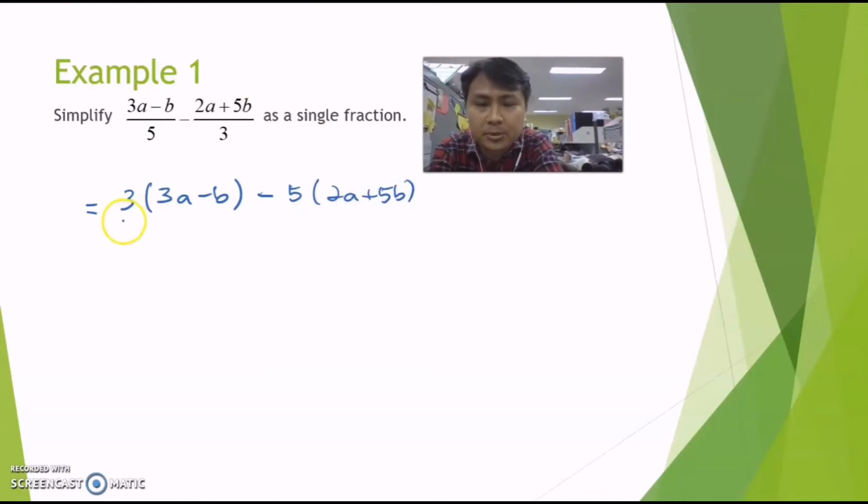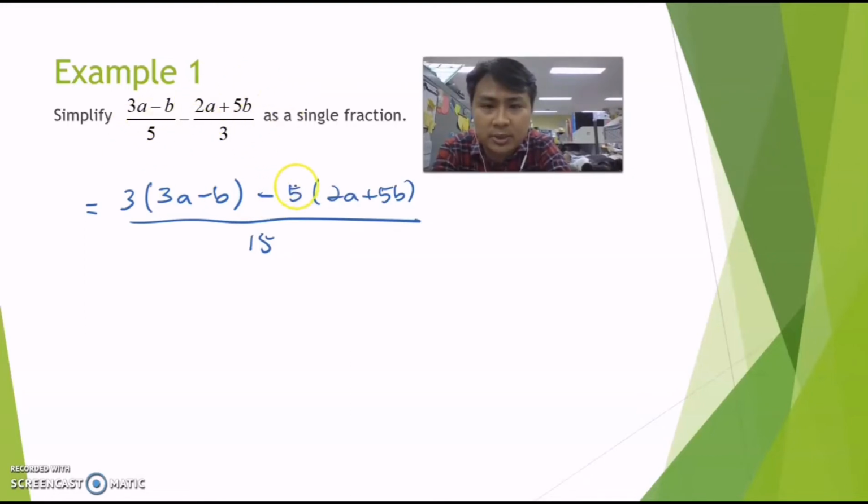Okay, then pow. So the whole thing over 5 times 3, I'll get 15. So this is boom, boom, pow. Okay, 3 multiplied by 3a minus b, minus, okay, the minus comes from the question, 5 multiplied by 2a plus 5b. And the whole thing over 15, pow. Okay, yeah, so this will be this, right?